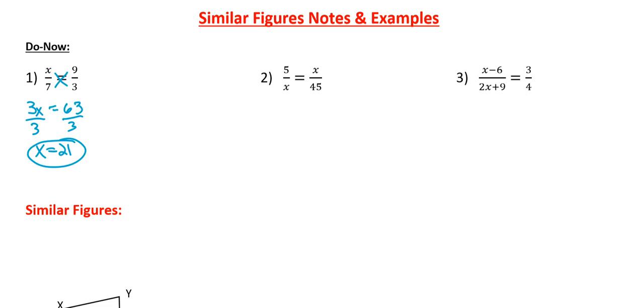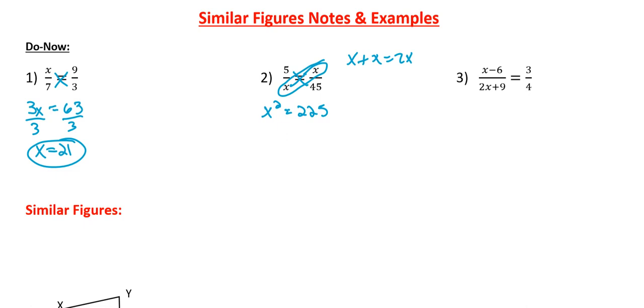For the second one, again, we're cross multiplying. I tend to always put the x first, so I'm going to just put it first. X squared equals 5 times 45, which is 225. Now again, this is important. You will get something like this. Whenever you have x times x, it's x squared, not 2x. X plus x is 2x. X times x is x squared.